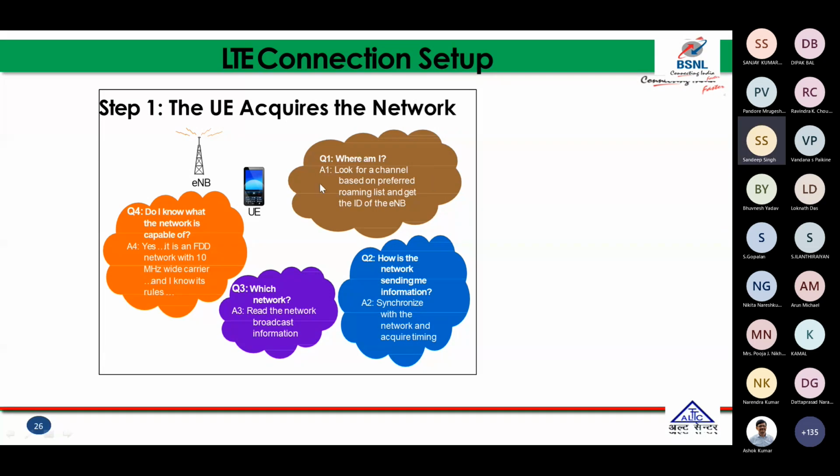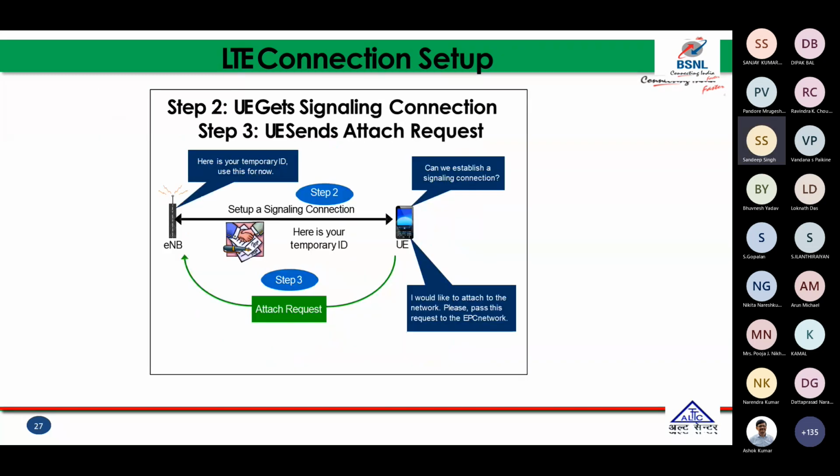It is the same thing I have already discussed: downlink synchronization and uplink synchronization, and cell selection. After downlink and uplink synchronization, the second step is the UE gets the signaling connection. Signaling connection means RRC connection setup between the UE and the eNodeB. Sorry, here it is 4G, so that is the evolved NodeB.